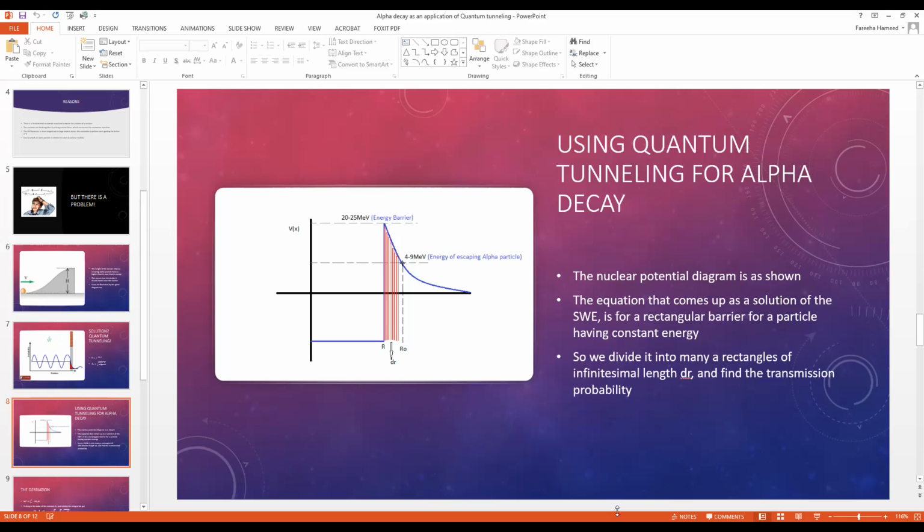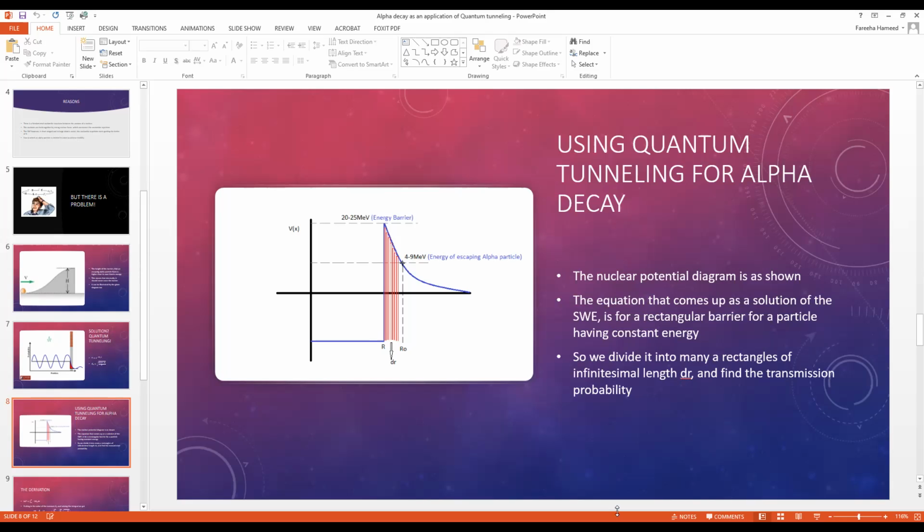Yeah, so if you look at this diagram, you see that the energy of the alpha particle that is being emitted out of our nuclei is usually of the order of 4 to 9 megaelectron volts. But the energy barrier has a height of 20 to 24 megaelectron volts.